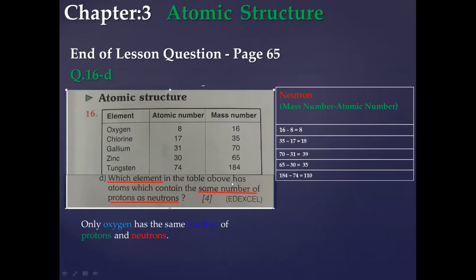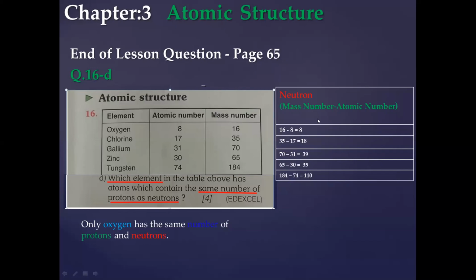Okay. The last question, question D. Which element in the table above has atoms which contain the same number of protons as neutrons? So let's see. We are going to subtract the atomic number from the mass number. First, oxygen: 16 subtract 8 equals 8. Chlorine: 35 subtract 17 equals 18. Gallium: 70 subtract 31 equals 39. Zinc: 65 subtract 30 equals 35. Tungsten: 184 subtract 74 equals 110.